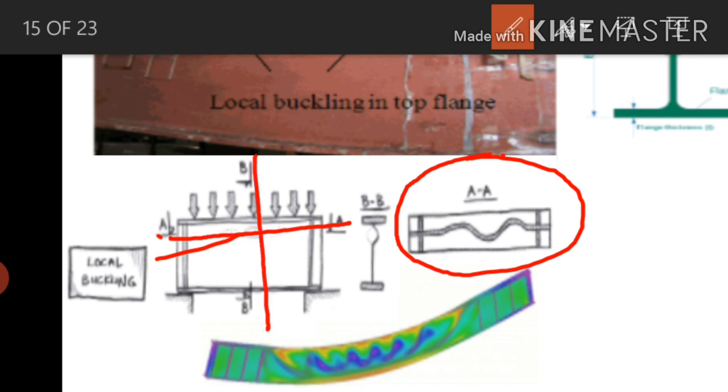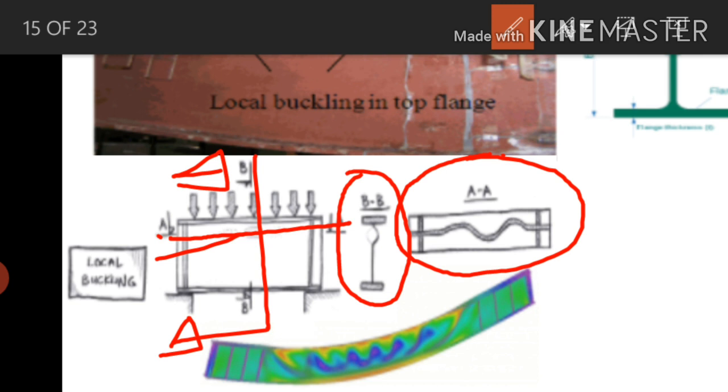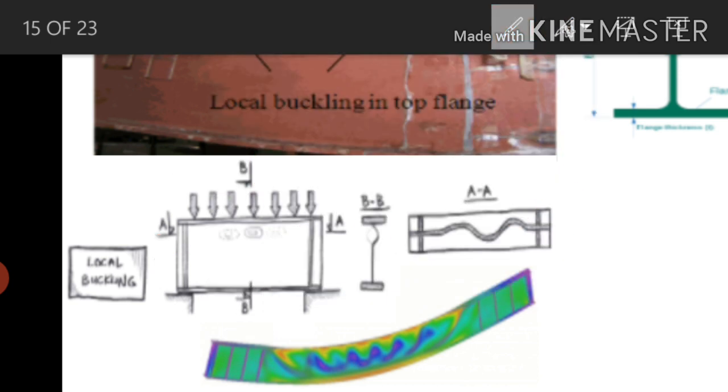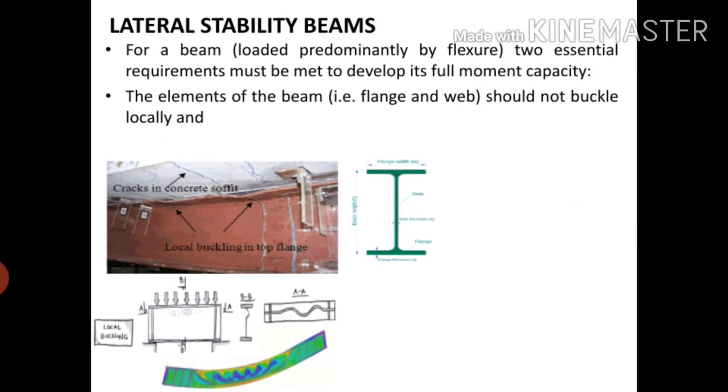And if you cut in this way and look at this section, that is section BB, this is the section BB, which buckled locally, that is, the web of the I section has buckled, and the flange of the I section has buckled. This type of buckling is what we call local buckling. Okay, this is the local buckling.